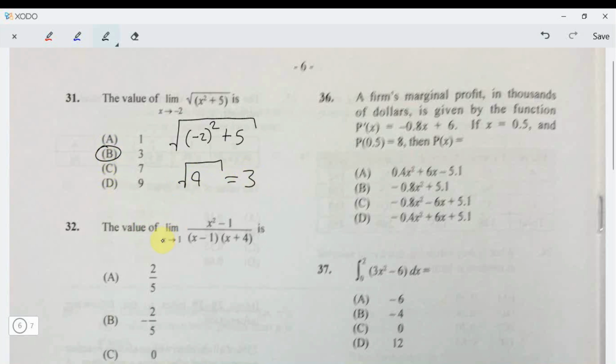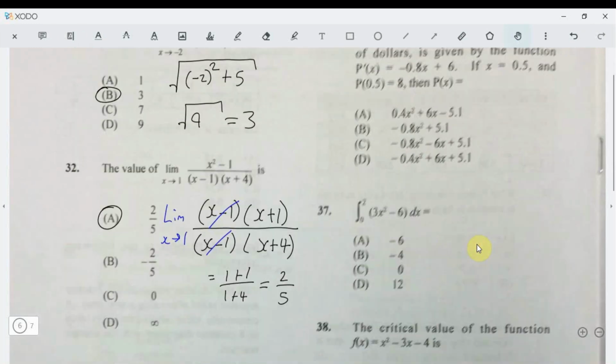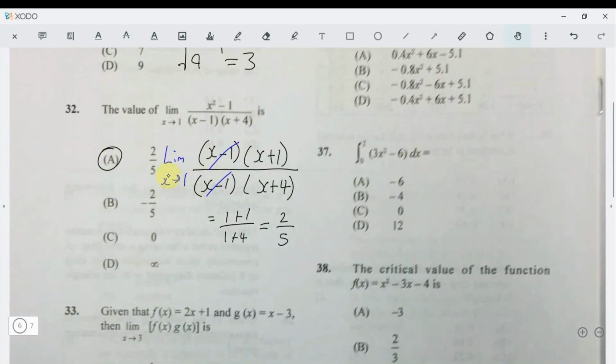Now it says the value of the limit as x approaches 1 of this expression. First thing we have to do is factorize the numerator. That's the difference of two squares. So it's x minus 1 times x plus 1. And once we factorize the numerator, then we're able to cancel the x minus 1, so remove the discontinuity. Then we're able to plug in x as 1. So now when you plug in x as 1, you get 1 plus 1 over 1 plus 4, which is now 2 over 5, which is option A. You have to remove the discontinuity. If you don't, then you'll end up with some error, like infinity, which doesn't make any sense.